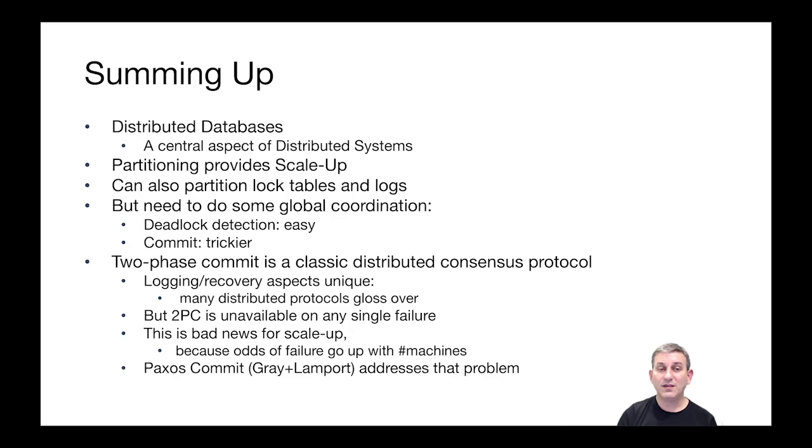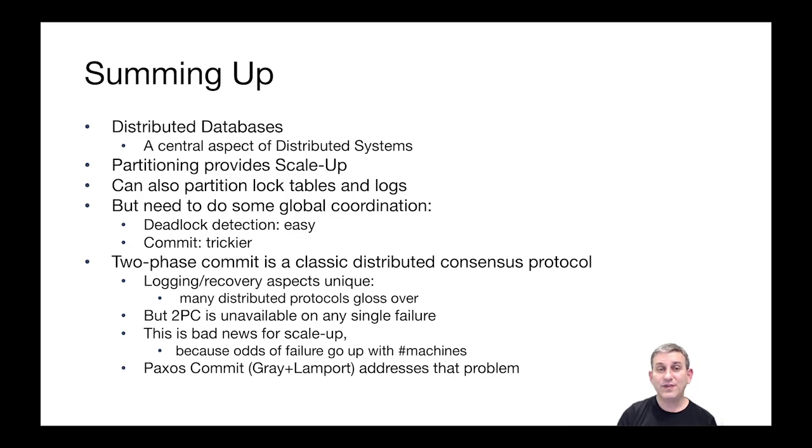The other one is distributed commit, which is quite a bit trickier and needs to use two-phase commit with proper logging. Two-phase commit is a classic distributed consensus protocol. The logging and recovery aspects of it make it particularly unique because databases have these write-ahead logs that can allow for node recovery. Many distributed protocols gloss over these issues, so keep in mind what you learned in this lecture with respect not only to the two-phase commit messaging, but also the logging.